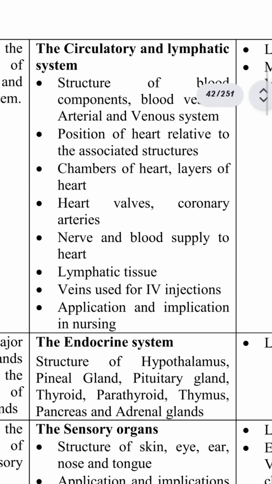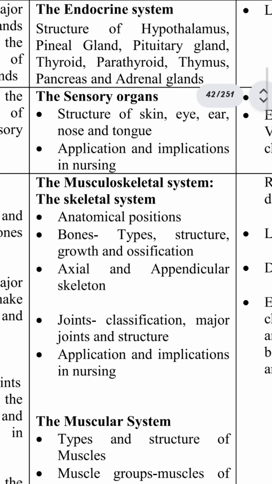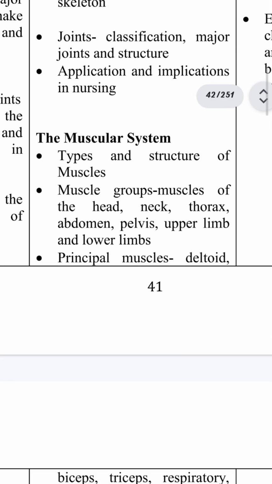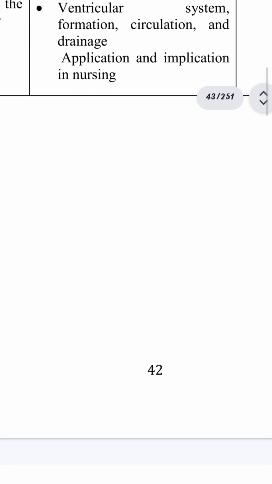If you are studying online, then you can study this topic, this subtopic in this chapter. Then you study the endocrine system, sensory organs, musculoskeletal system, right? And the muscular system you have to study, like renal system, reproductive system, nervous system. I am not discussing in detail, because if I discuss in more detail it will take more time and make a long video, and then you are not interested to watch my video, right? So I'm just giving a brief idea.